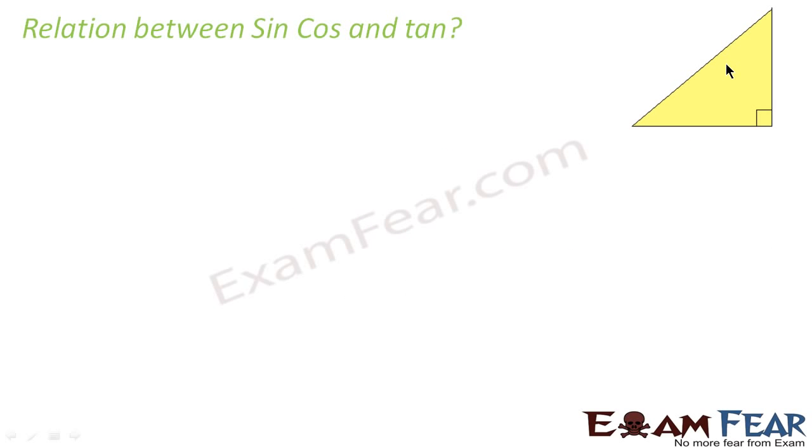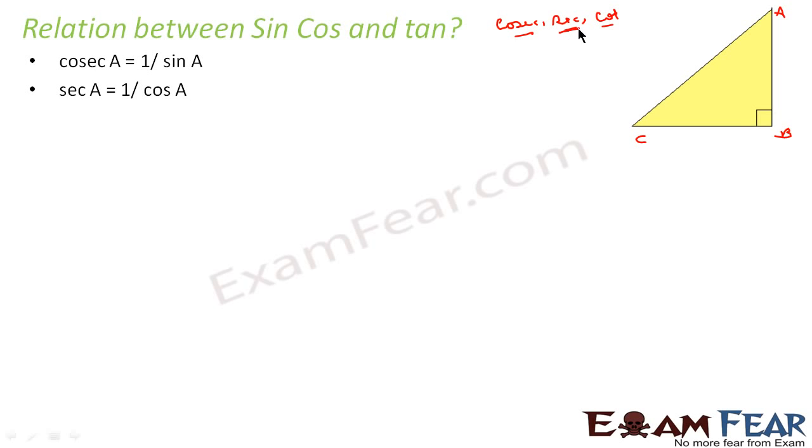Let's try to derive some relationship between sine, cos and tan in the triangle ABC. Not only do we have sine, cos or tan, we also have cosec, sec and cot. So we have three more functions: cosec, secant, cot. Cosec is nothing but 1 by sine A. Sec is nothing but 1 by cos A, and cot is nothing but 1 by tan A.